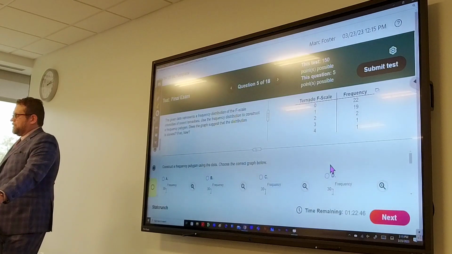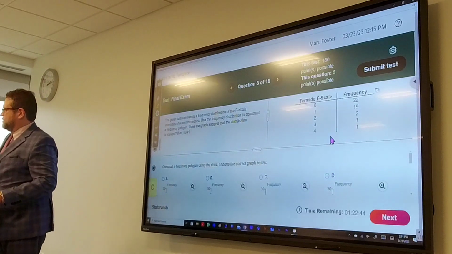Okay, we have F-scale intensities of recent tornadoes.